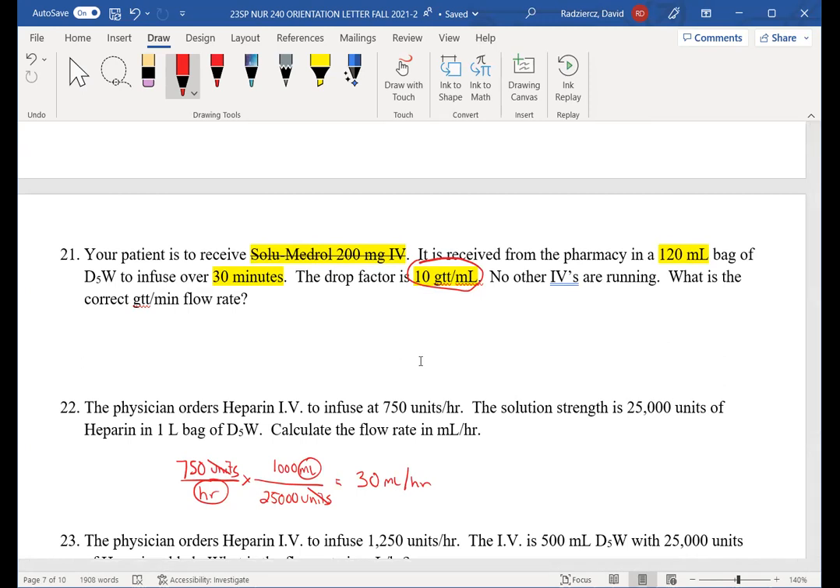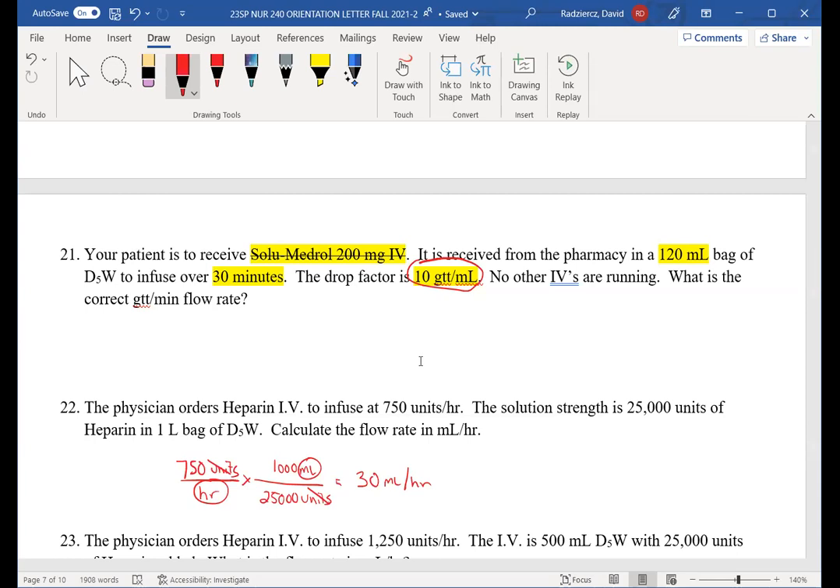This is very similar to a reconstitution, but this is actually a flow rate question. It tells us your patient receives Solu-Medrol 200 milligrams IV. That's important to know. We want to make sure they're getting the right medication at the right strength. It's received from the pharmacy in a 120 milliliter bag, and it's to infuse over 30 minutes with a drop factor of 10. If they give you a drop factor, a lot of times they want to know the drop rate. If they don't give that to you, then they might be looking for a flow rate.